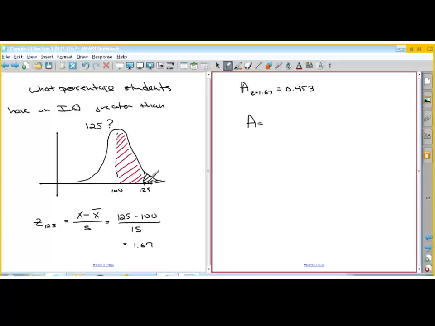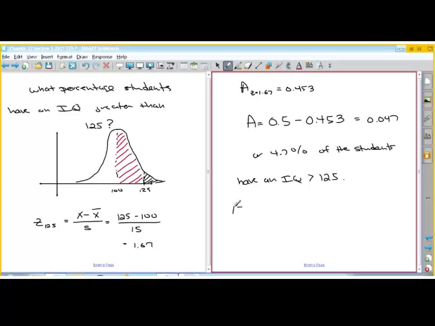So the area that I'm looking for here, which is this black area, is 0.5, which is the area underneath half the curve, minus the area underneath the red curve, and that gives me the tail, the little tail part. So it's 0.5 minus 0.453, which is 0.047, or 4.7% of the students have an IQ greater than 125.